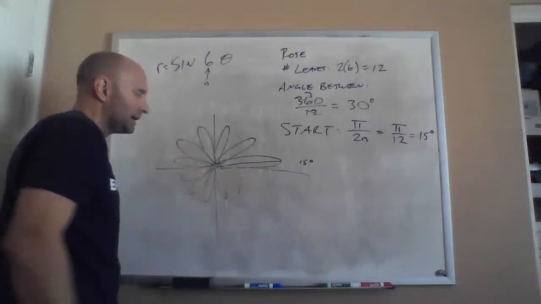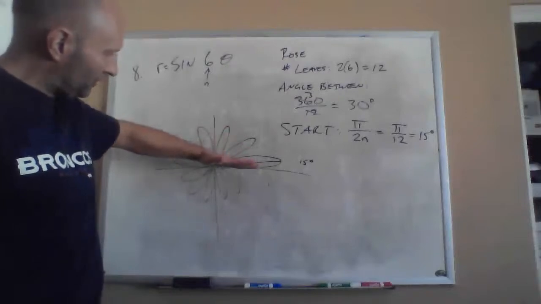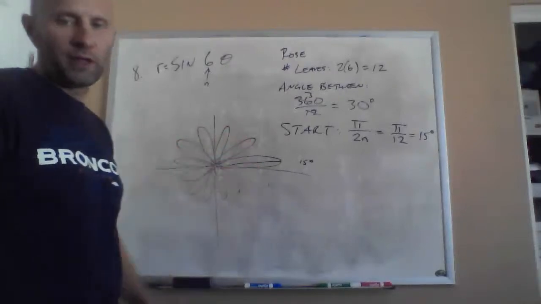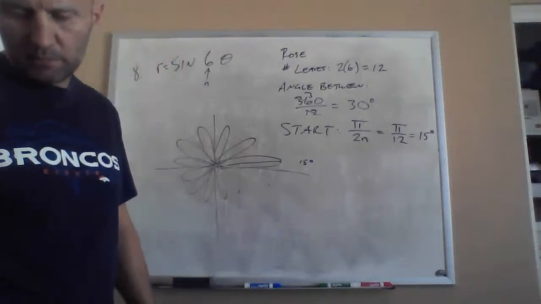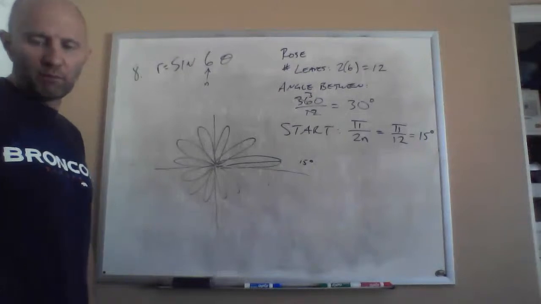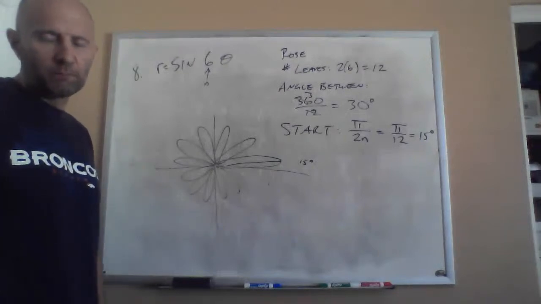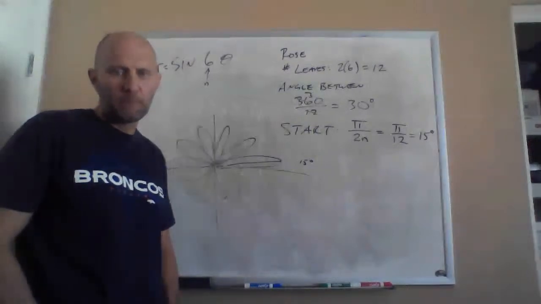Now I'm using up all my ink. That looks something like that. So it doesn't start at 0. It turns the whole thing by 15 degrees. So that's how you would do that one. That's how you would do a rose problem. Does that make sense? Any questions with that one?